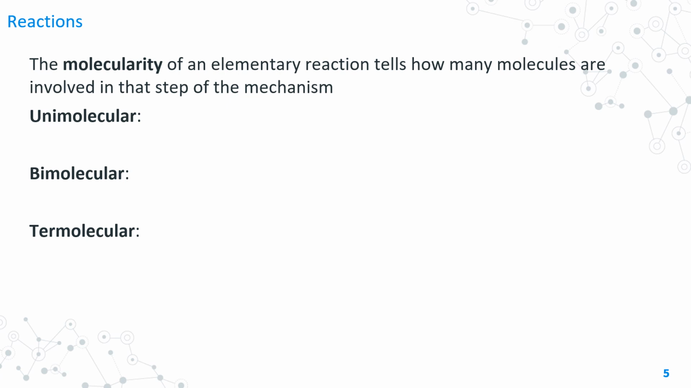So let's talk about molecularity. This isn't something we've talked about before. Molecularity is just looking at how many molecules are involved in any one step of the reaction. So we have three different kinds of molecularity. We have unimolecular, and this is a reaction with a single species. And we're talking about the reactants.